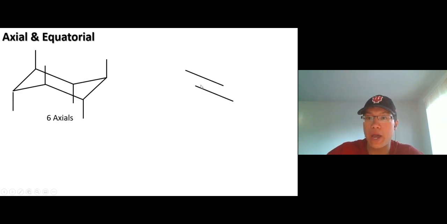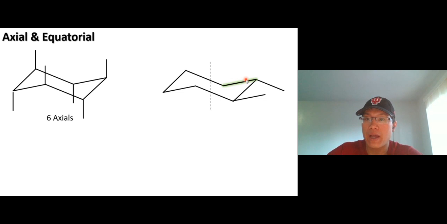So equatorial, like an equator, is gonna be a horizontal line, right? So another chair conformation here. Start with this carbon here. The equatorial goes right there, parallel with the line in the middle. If you draw it right here, it's gonna be parallel with the green line right there. There's another equatorial right here, also parallel with this line. Look at that. That's on the right side.